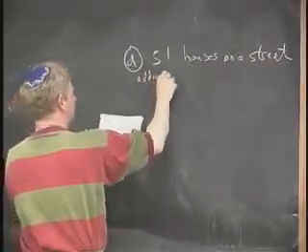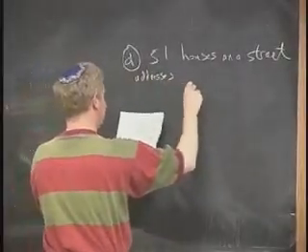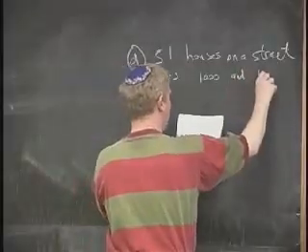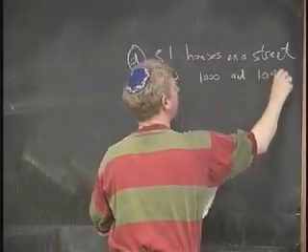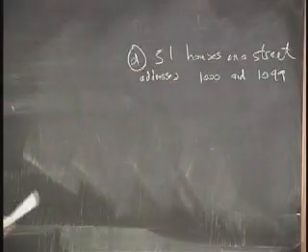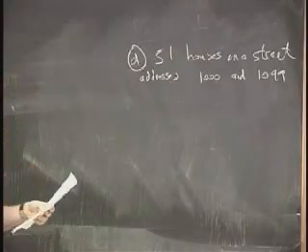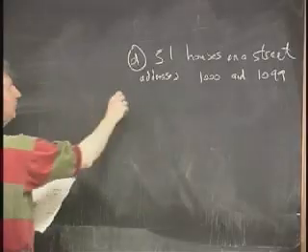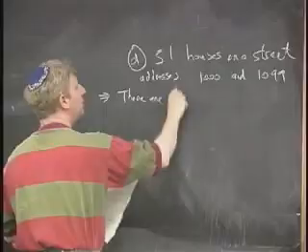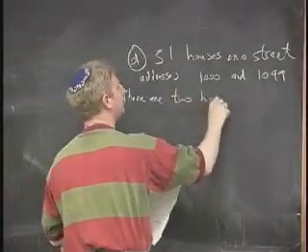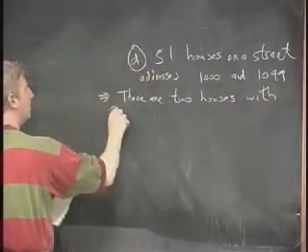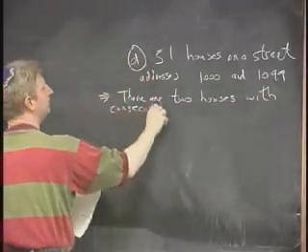Their addresses are between 1,000 inclusive and 1,099. So every address on the street is something 1,000, 1,001, up through and including 1,099. There are 51 houses on the street. Prove there are at least 2 houses with consecutive addresses.